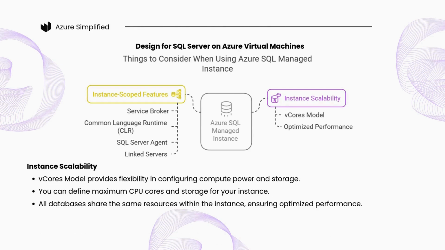Instance scalability. The vCore model provides flexibility in configuring compute power and storage. You can define maximum CPU cores and storage for your instance. All databases share the same resources within the instance, ensuring optimized performance. Conclusion. Azure SQL Managed Instance is a great choice for scalable, cloud-based relational data storage while retaining full SQL Server capabilities with minimal changes to existing applications.